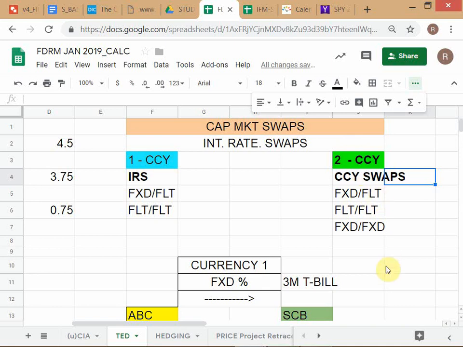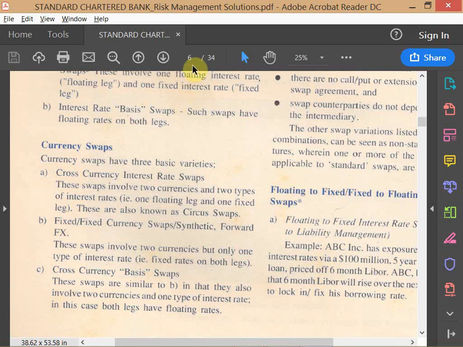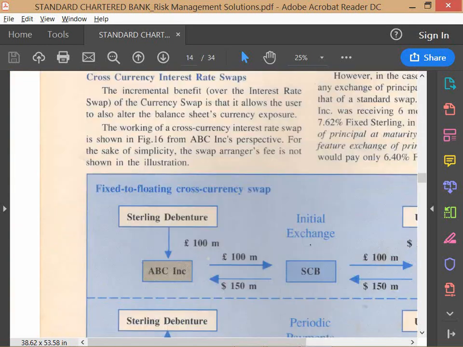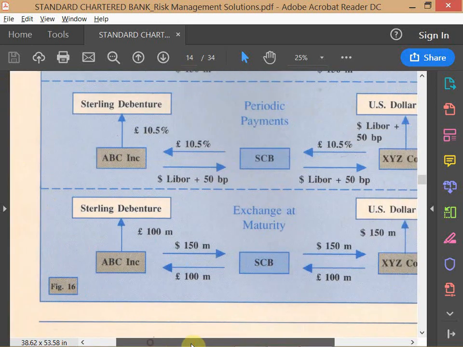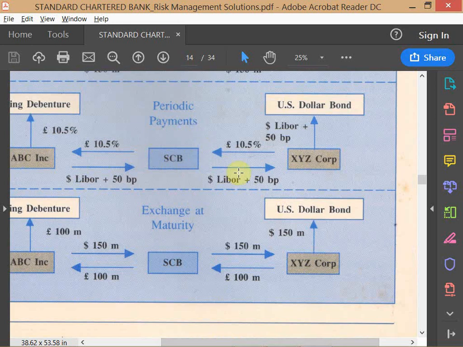But actually, if you see what is happening here, if you go to page number 14, you see this example that we looked at. Let's look at this interest rate swap, cross-currency IRS. Now you know this is called a cross-currency IRS between XYZ and SCB. What is happening here? Is there an exchange of interest rates or not?